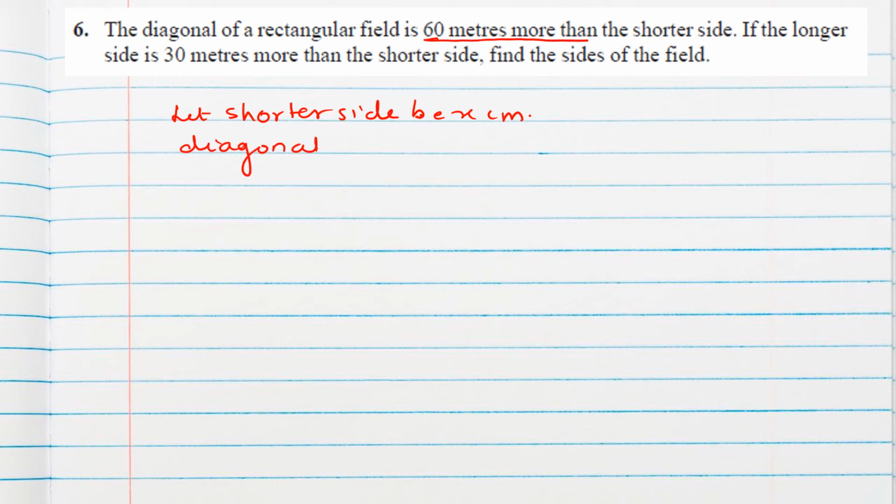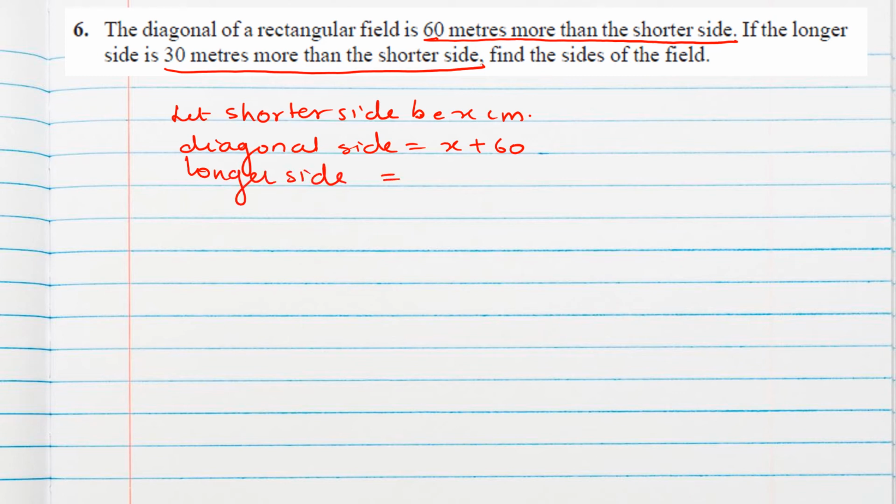Then diagonal will be what? 60 more than the shorter. 60 more means x plus 60. Longer side is 30 more than the shorter. So longer side is 30 more means x plus 30. See, this is a rectangular field. Diagonal we got as x plus 60. Shorter side is the height, that is x. We supposed as x, and longer side is x plus 30.